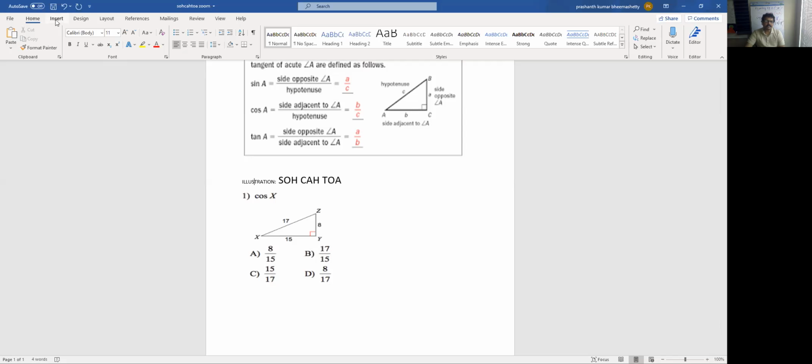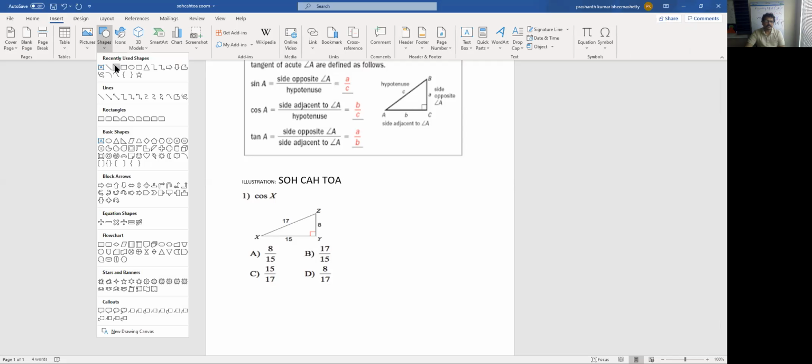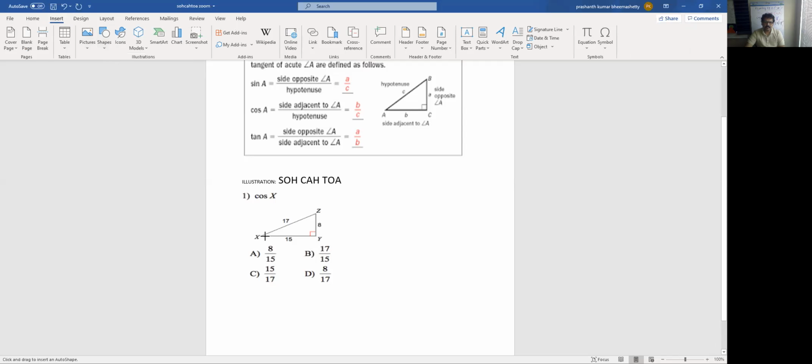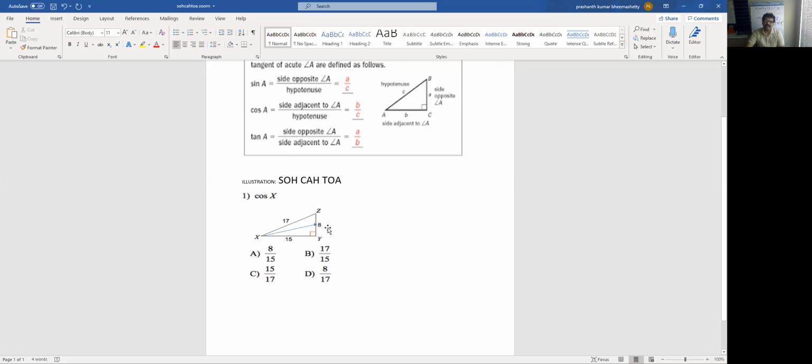It means draw a line for that. It's here. I'm going to draw a line opposite to this side. So the side opposite to angle x has measurement 8, right? And it is zy. So now we have the opposite side. We have the hypotenuse 17, the longest side, and the third, remaining side is the adjacent.